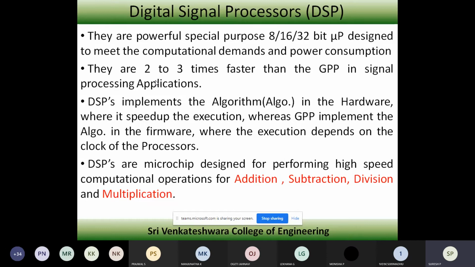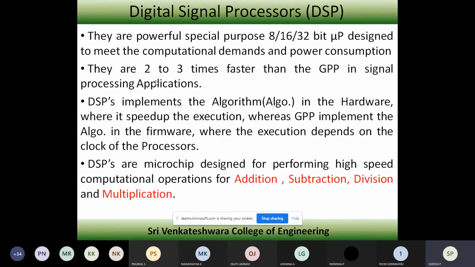Okay. So when you are talking about the device, you can improve the performance either in the code or in the design of the hardware. So how are you going to design the algorithm? Whatever algorithm you design to improve the performance, DSPs implement the algorithm in the hardware, where it speeds up the execution, whereas a GPP implements the algorithm in the firmware, where the execution depends upon the clocks of the processor. As I told you, the clock is related to the speed.